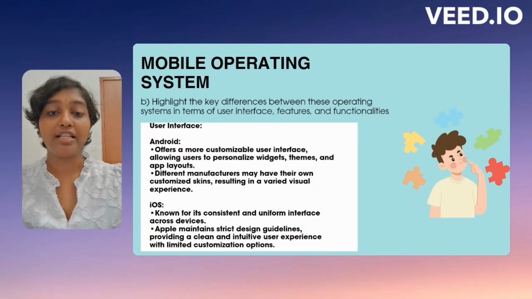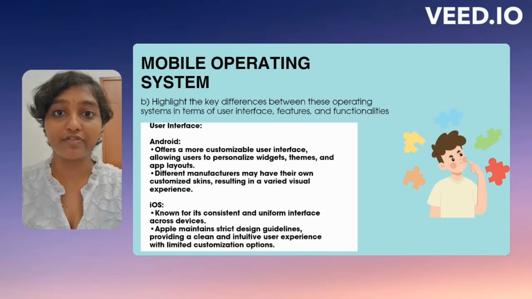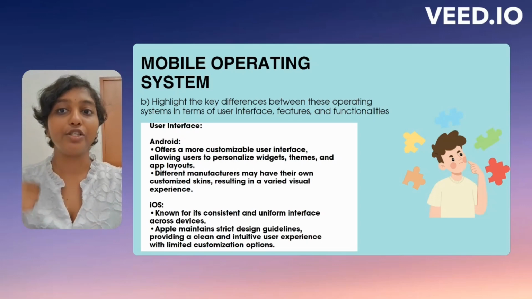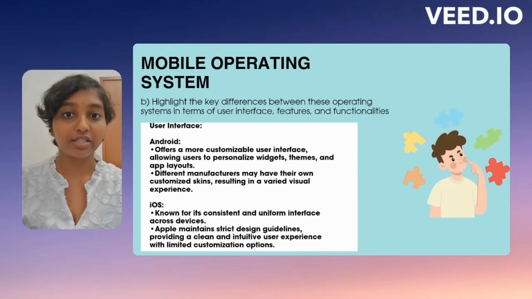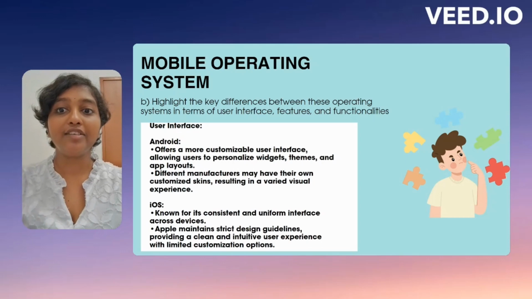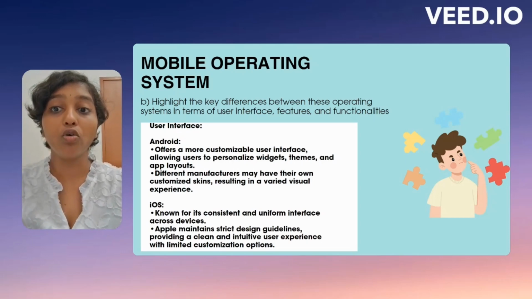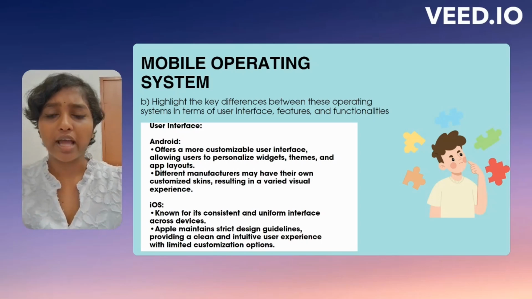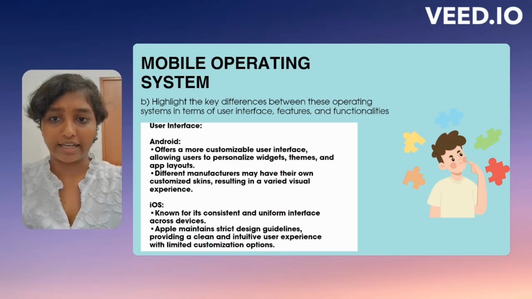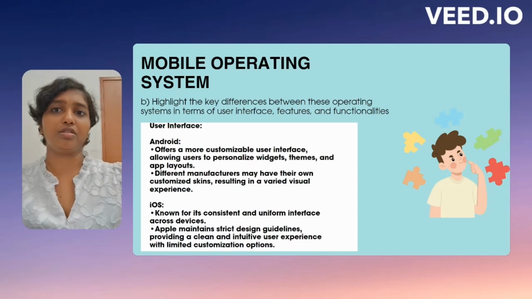Differences between these operating systems in terms of user interface, features, and functionality. First, user interface. Android offers a more customizable user interface, allowing users to personalize widgets, themes, and app layouts. Its different manufacturers may have their own customized skins, resulting in a varied visual experience. And Apple iOS, known for its consistent and uniform interface across devices, Apple maintains strict design guidelines, providing a clean and intuitive user experience with limited customization options.